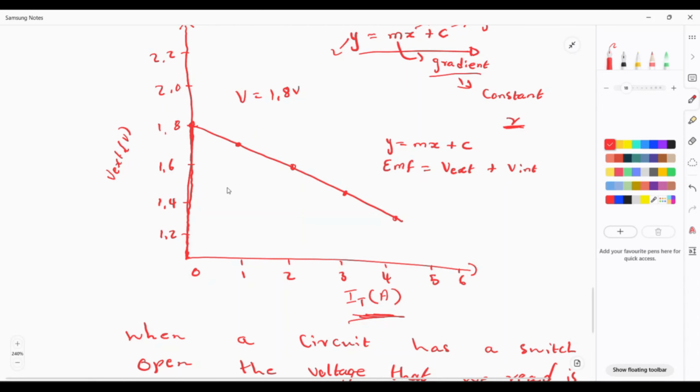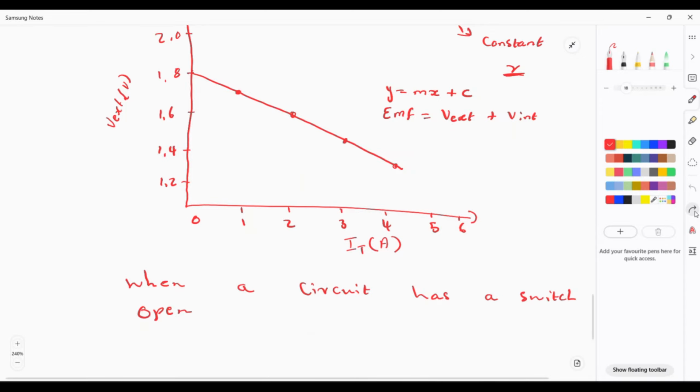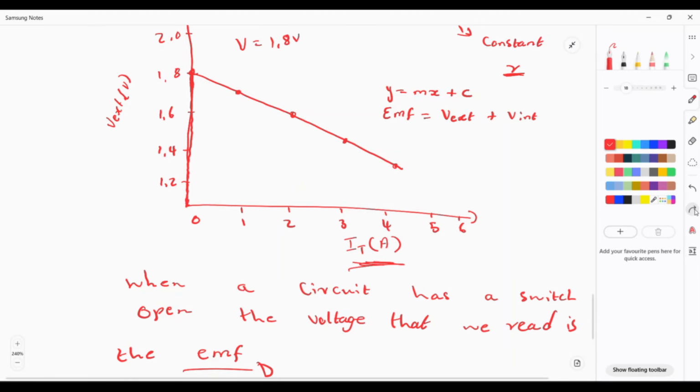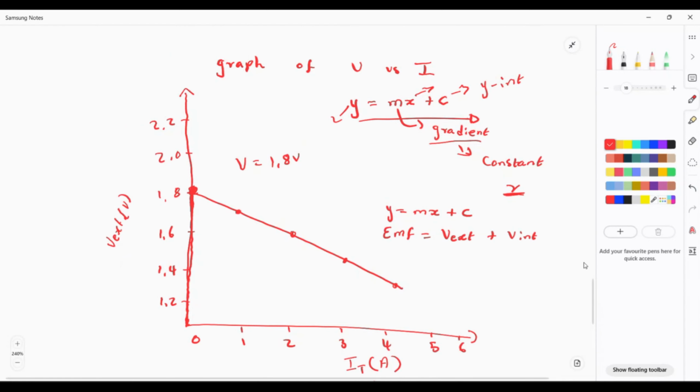So what I'm saying is that when I am on the y-intercept of my graph, I'm going to be measuring the EMF, which means I measure the EMF on the y-intercept. I said on the y-intercept we measure the EMF. Over there we have our C, which is our y-intercept, which means this C corresponds with the EMF.